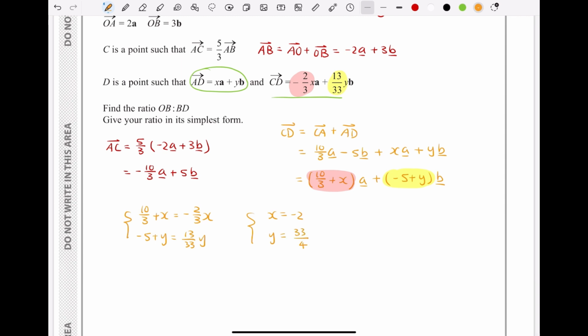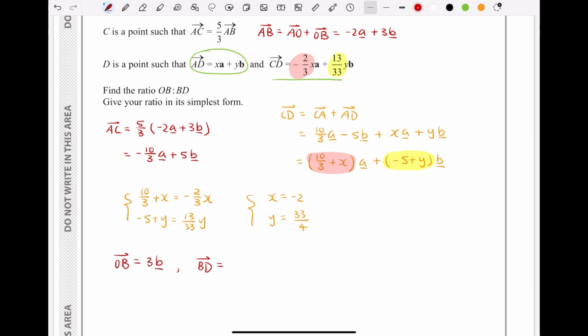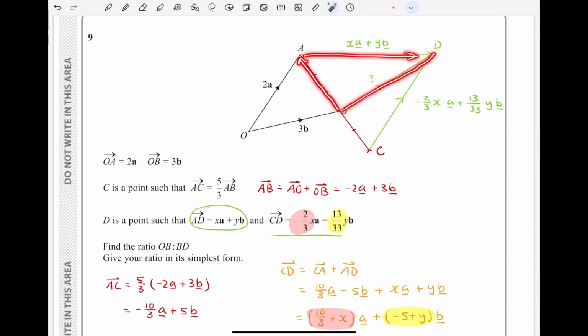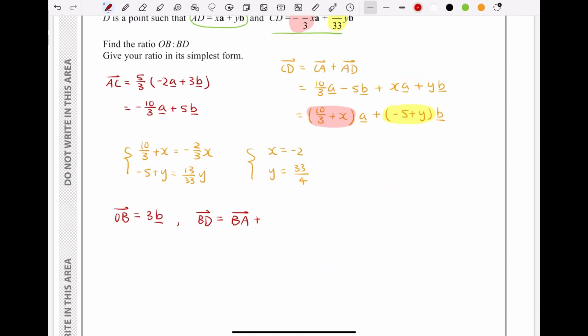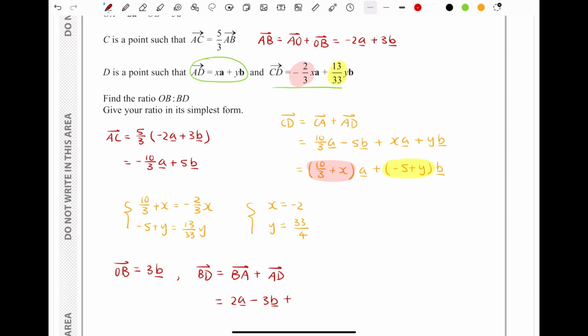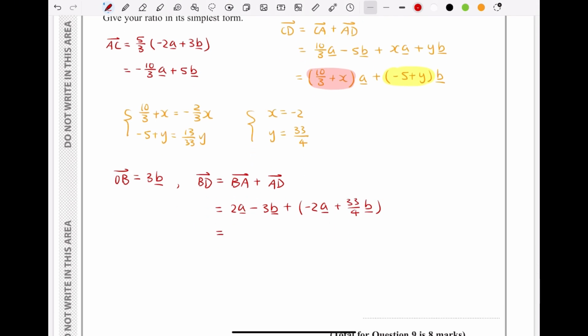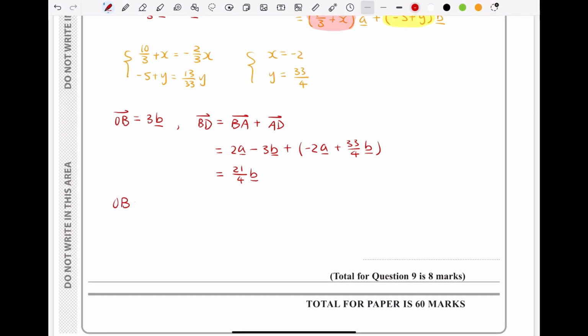Okay, so now from the question, we know OB is 3b. BD is B to A to D, so we can work out BA plus AD. Now BA is the negative of AB, which is 2a subtract 3b. Now AD we know is xa plus yb, where x is negative 2, y is 33 over 4. By expanding the bracket and collecting the like terms, we work out BD is 21 over 4 b. Now to work out the ratio of OB to BD, it's going to be 3 to 21 over 4, which is the same as 12 to 21, and then we can further simplify that to 4 to 7.